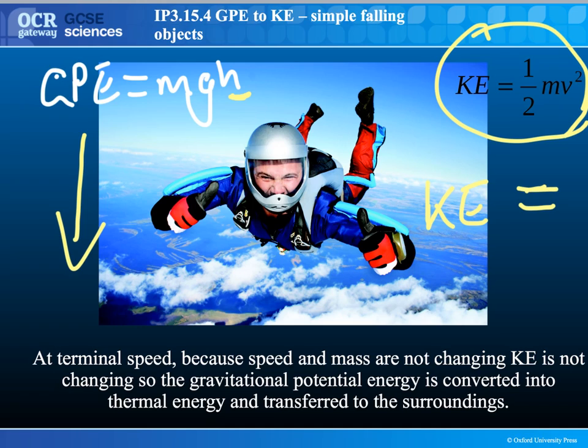So we've got gravitational potential energy decreasing, but kinetic energy not increasing. So where is the gravitational potential energy going? And that's simply transferred as thermal energy and transferred to the surroundings. So all that energy, when you're travelling really quickly, goes in heating things up and making noise and is just dissipated through the environment. It's hard to show energy, but it just dissipates off into the environment somewhere.